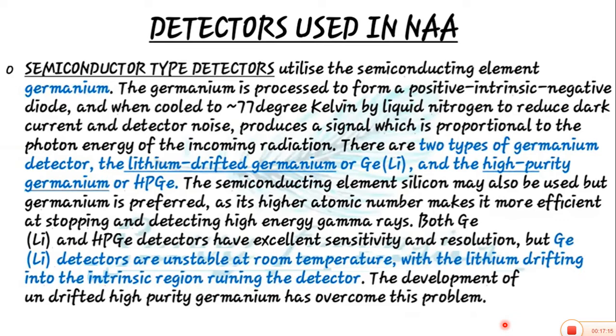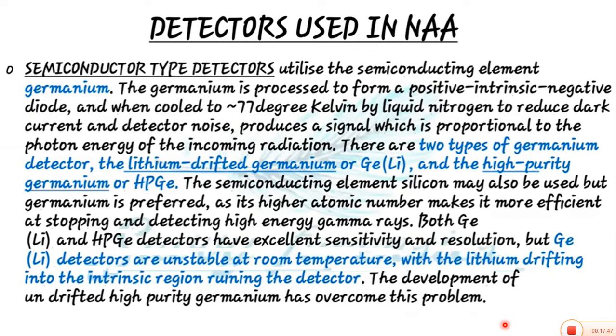Silicon is a semiconductor element, but germanium is the most important here. Germanium is processed to form a positive intrinsic negative diode. When cooled to about 77 degrees Kelvin by liquid nitrogen to reduce dark current and detector noise, it produces a very clean signal which is proportional to the photon energy of the incoming radiation. So in this regard, this system also offers a good result.